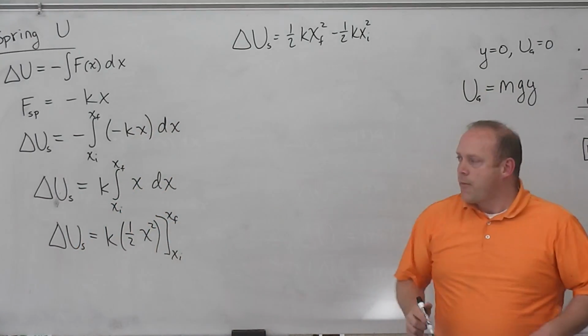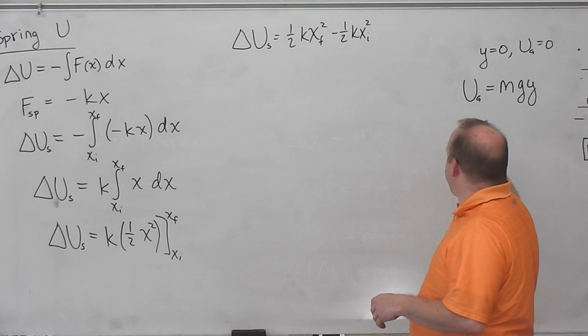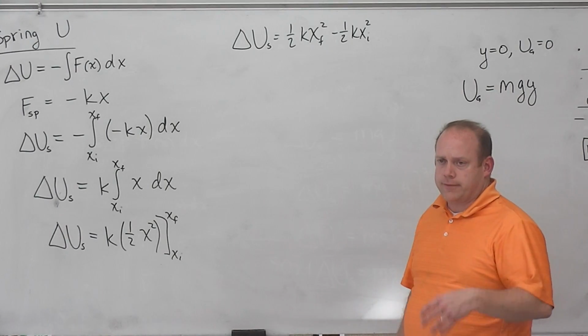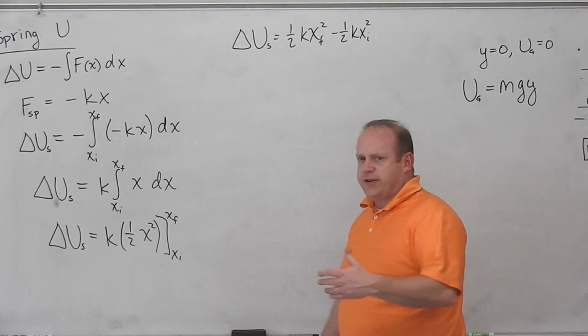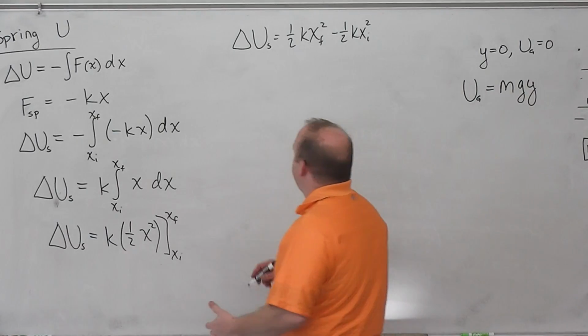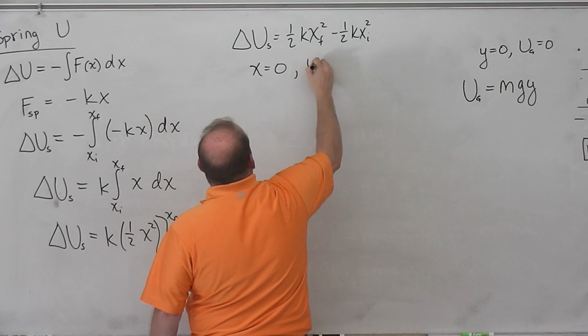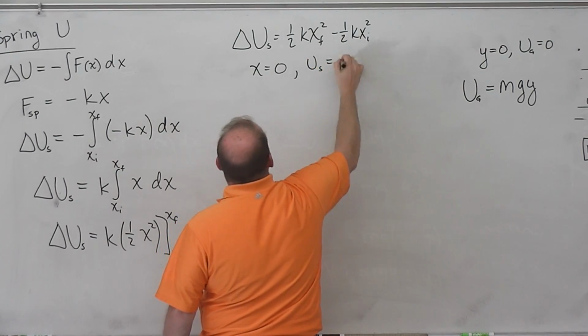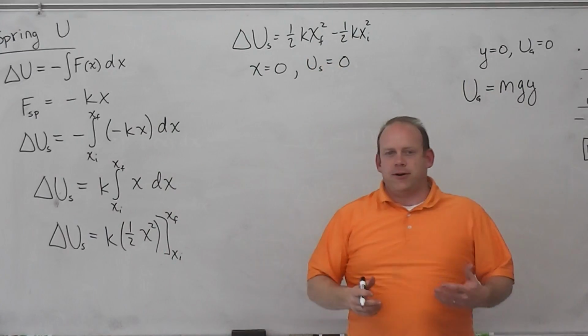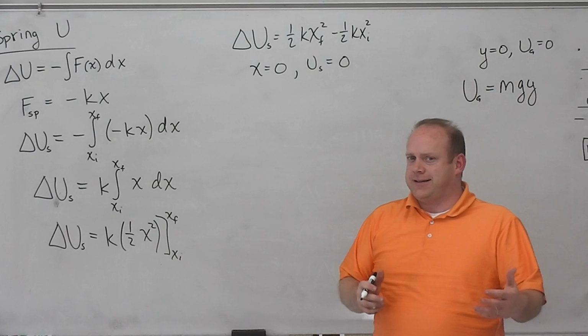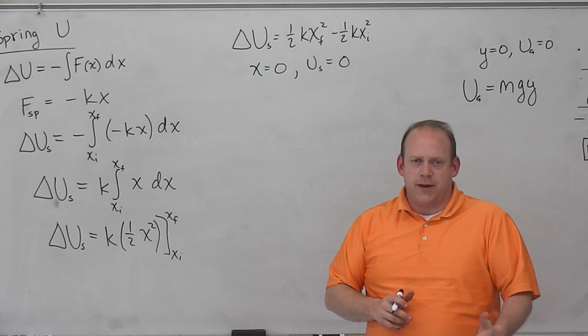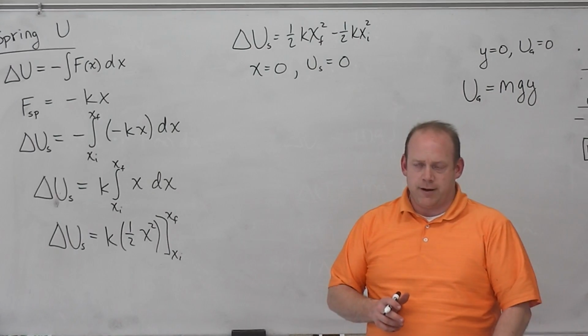Now, just like we did with gravity, we want to set a reference point that's 0. Okay? We usually say equilibrium is our 0 position. So I'm going to say at x equals 0, the potential energy of a spring equals 0. If I don't define that to be 0, then I can't say that it has a certain potential energy number.